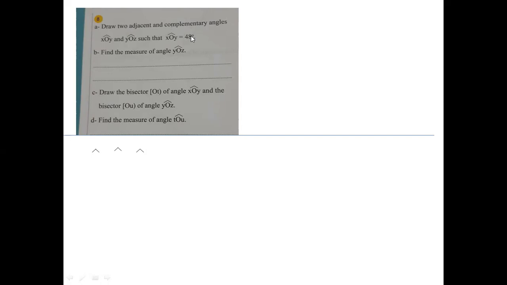We use the protractor to draw the first angle XOY, which is 48 degrees. We should make sure that OY is in the middle, because OY is found in the name of the two angles, so we know that it's the common arm. That's why it should be in the middle. So this is going to be OY, XOY.